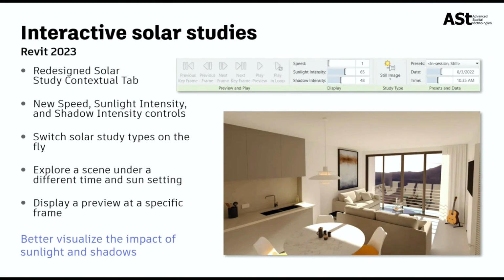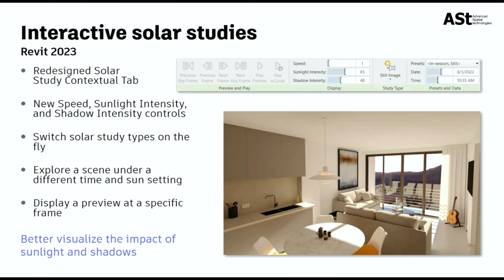a solar study. You can navigate to the previous or next animation frame. You can move forward and backwards 10 frames at a time, or you can play the full animation in a continuous loop. You can update your lighting parameters with the new speed, sunlight intensity, and shadow intensity controls on the display panel, and you can drag the sliders to particular values or manually type in the explicit values if desired.